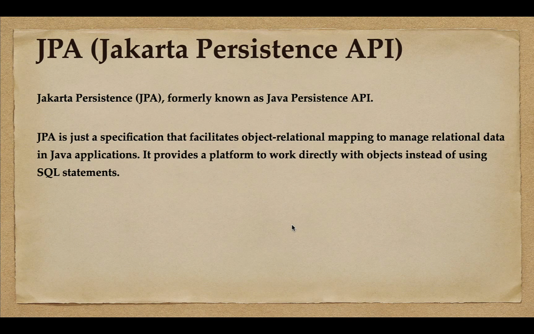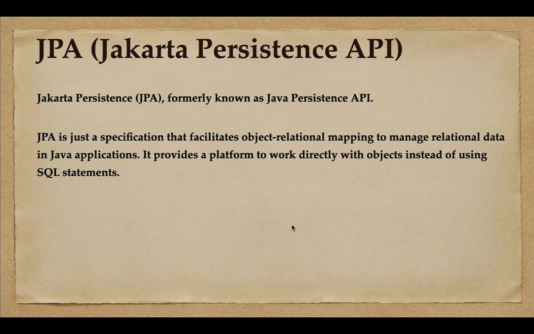Consider we are using JDBC to perform different database operations in a Java application. Then what do we basically do? We create a lot of SQL statements. For example, let's say we want to insert a record in a database table. Then we create an insert SQL query, and then we use JDBC to execute the insert SQL query. Similarly, let's say we want to select a record from the database table. Then we have to write a select SQL query, and then we use JDBC to execute the select SQL query. Similarly, if you want to perform delete and update operations, then you have to create delete and update SQL queries, and then you have to use JDBC to execute these SQL queries.